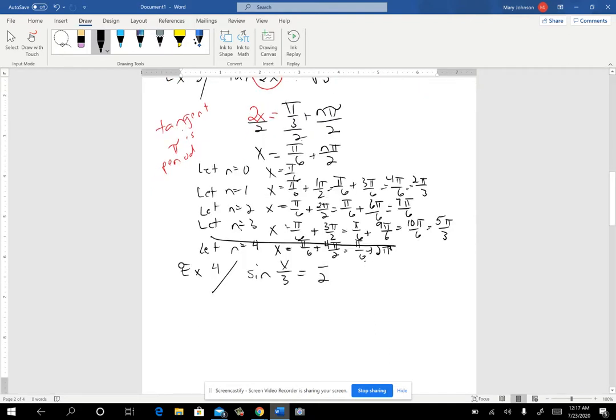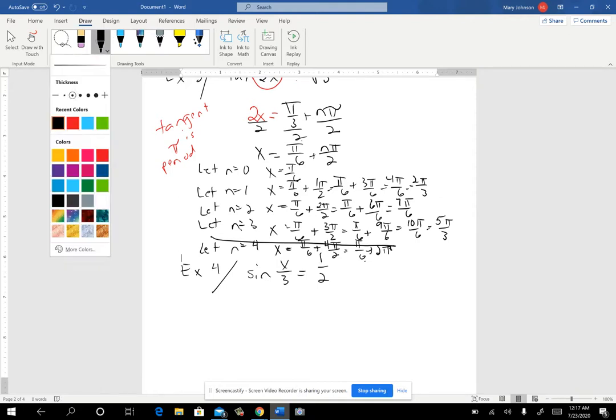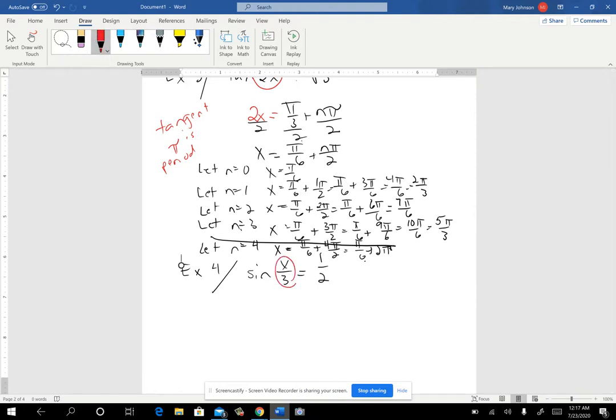All right, now what if we're doing a multiple angle, but it's like a fraction, like this one is sine of x over 3, and I've got it equaling a half. You still are going to think about what is the angle that has a sine of 1/2. And you know that that angle would wind up being pi over 6. A 30-degree angle does that.